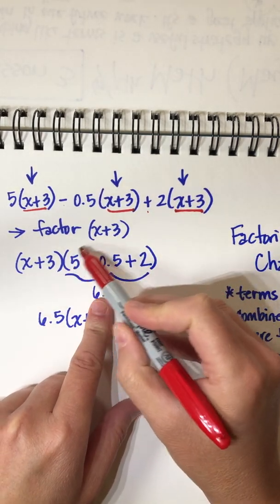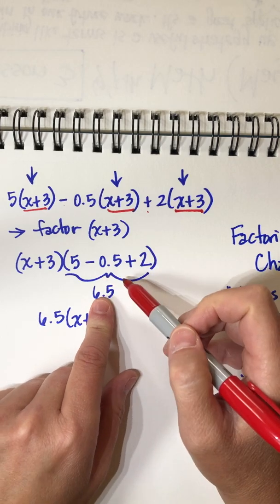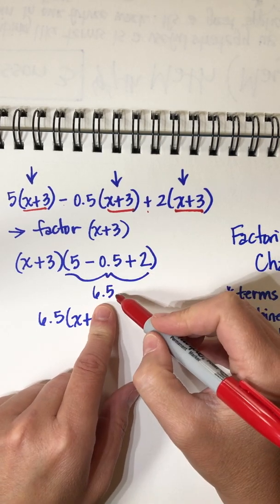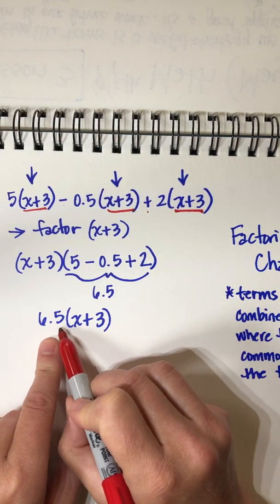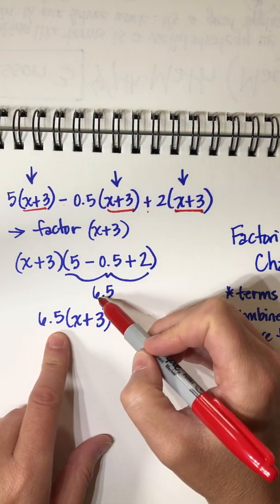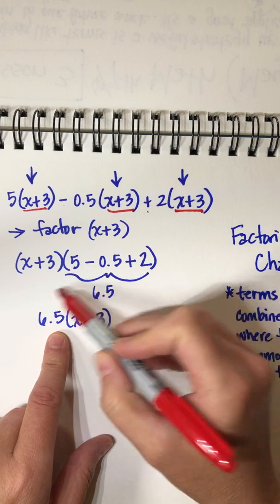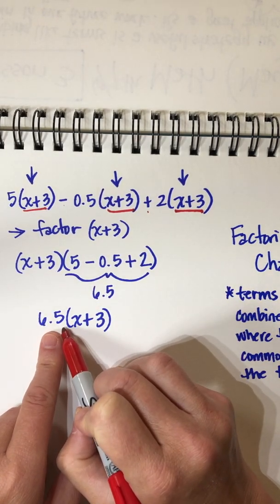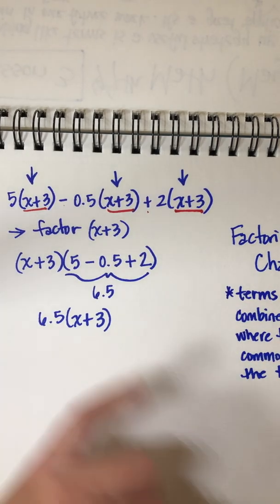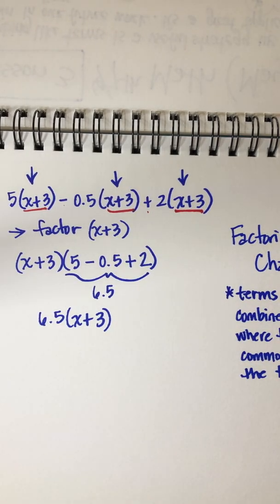So then when we solve what's in parentheses here, 5 minus 5/10 plus 2, we end up with 6.5. So then we can write this expression, because we know that multiplication is commutative, so we can switch that around. We can write that as 6.5 or 6 5/10 times this factor x plus 3.